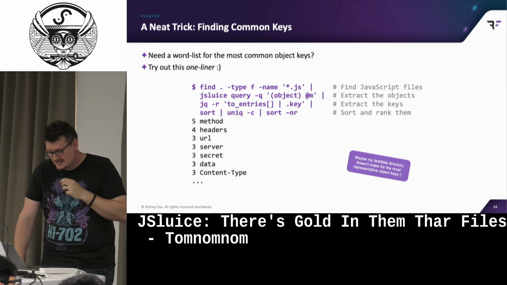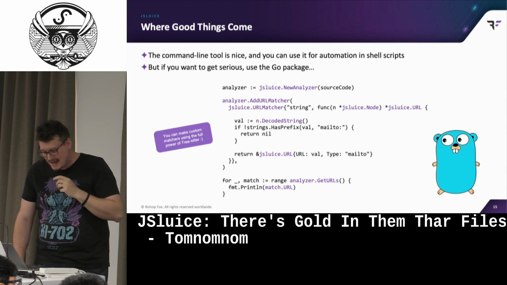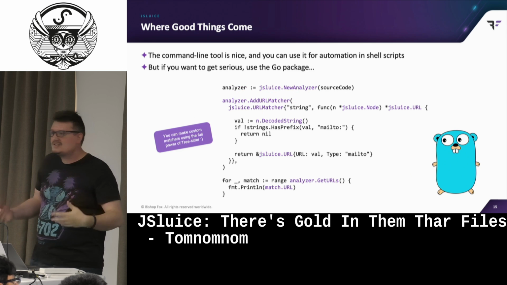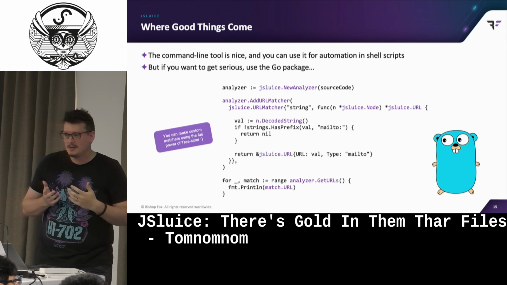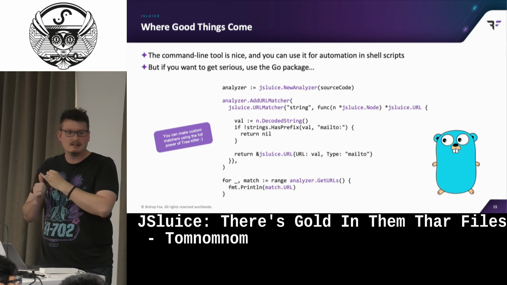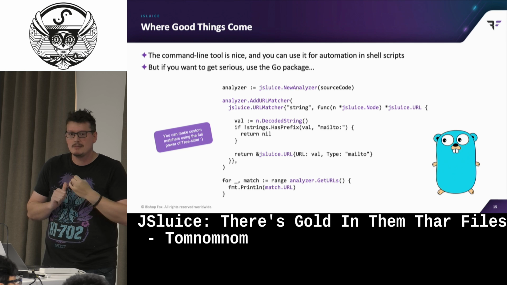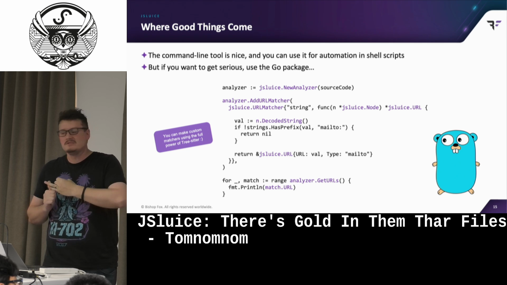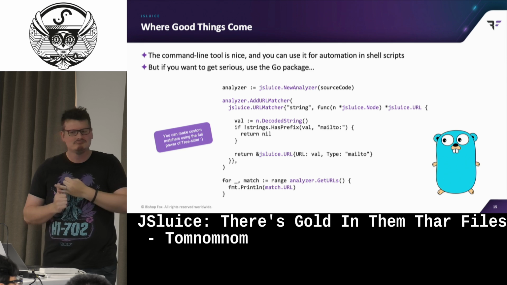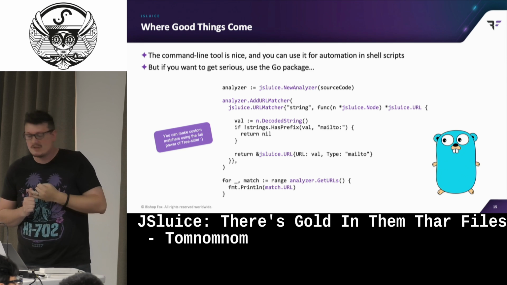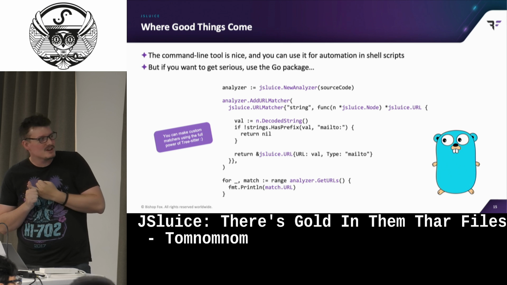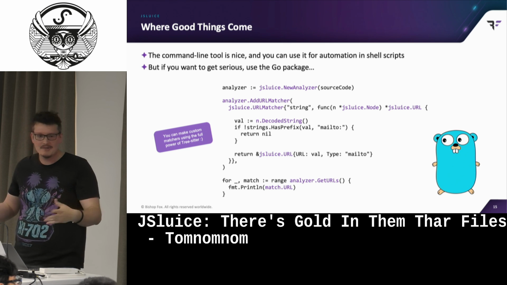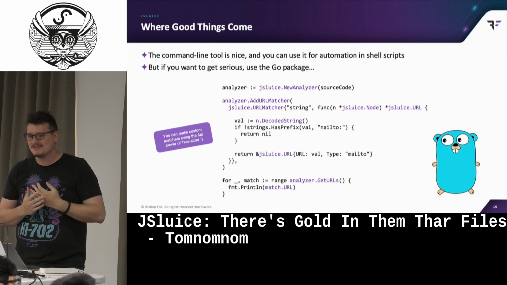So I mentioned JSluice is a command line tool, but also a package. The command line tool, I think, is what most people are probably going to use. But at least some people are going to be writing their own crawler, and they don't want to use a headless browser. They want to be able to extract URLs. Or maybe you just don't like the command line? Don't talk to me. But more generally, your needs might outstrip what I built into the command line tool.